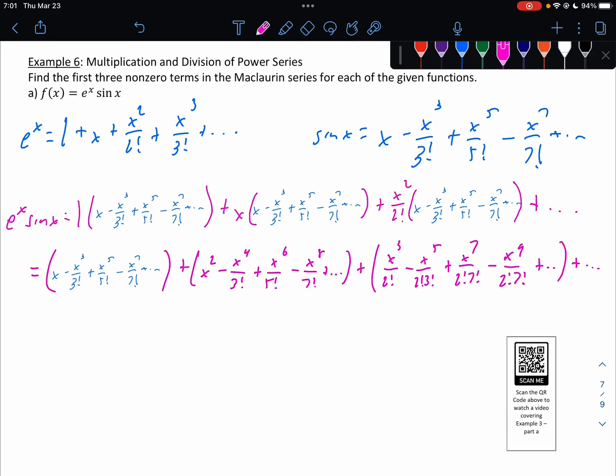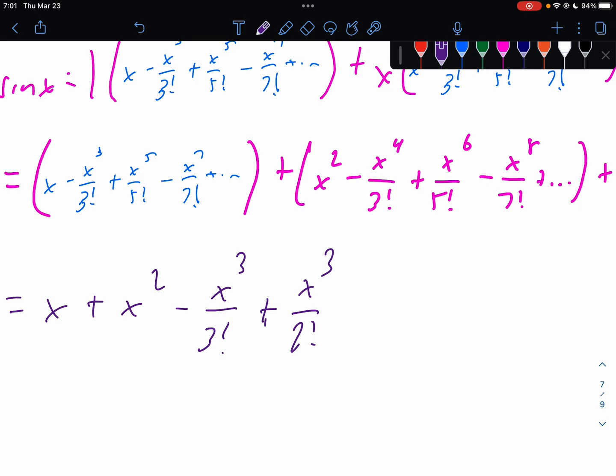All right, so what we're trying to do here is find the first 3 non-zero terms. Okay, so that's just going to be x. Now, our x squared, we have just 1 x squared there. And we have x cubed terms, so it's going to be minus x cubed over 3 factorial plus x cubed over 2 factorial. So you're saying, well, that's 4 terms. Yes, I realize that, but this is technically 1 term right here. Okay? So we could do some work here to combine that into 1, but we need a common denominator.